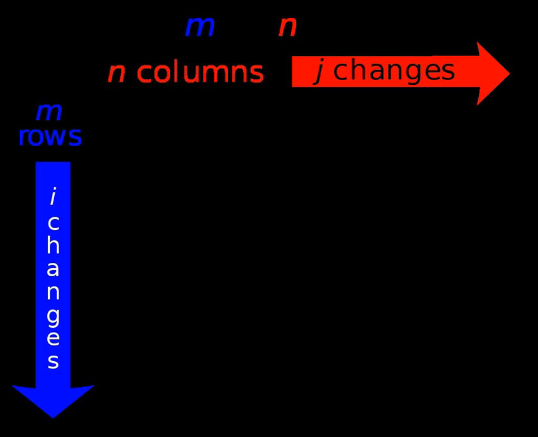Row operations. There are three types of row operations. Row addition, that is adding a row to another.